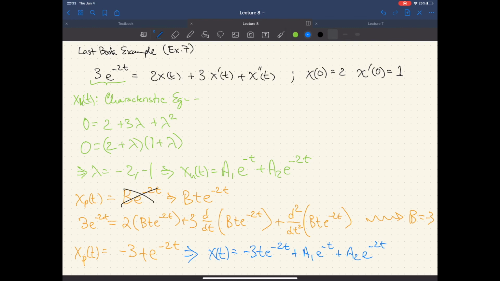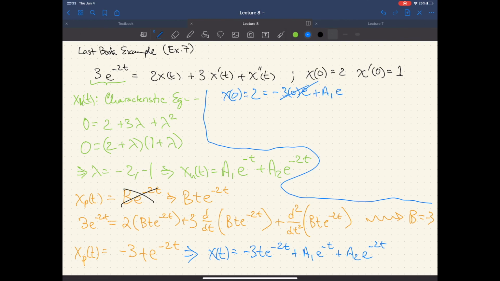So we say x of 0. X at 0 is equal to 2, which is equal to minus 3 times 0. I don't care about the rest, e to the whatever. So this is all 0, plus a1 e to the 0, plus a2 e to the 0. All right, so I end up with 2 is equal to a1 plus a2. Well, that's nice. That's not bad at all.